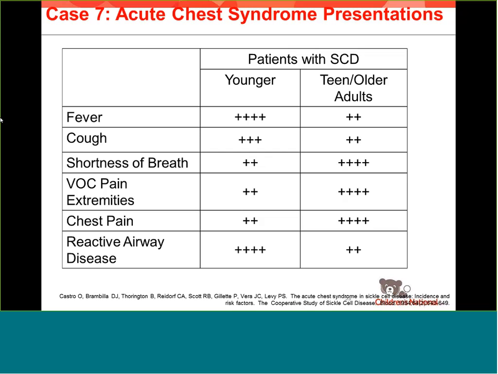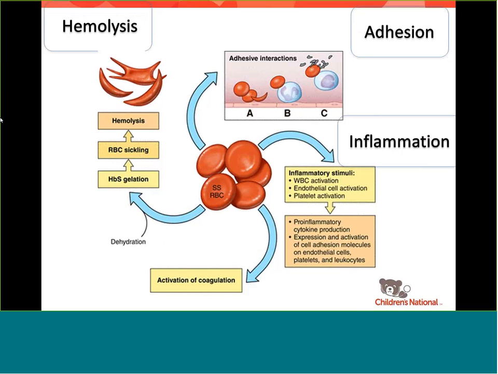Whereas in the older adults and teens, there will be more shortness of breath, but generally they will also have a pain crisis with it. And some people believe with the pain crisis, you can actually have a fat embolism. So one of the bone infarcts in your bones, in your arms, your legs, or anywhere can actually go to the lungs and cause a fat embolism, and that can also trigger acute chest syndrome in the older teens.